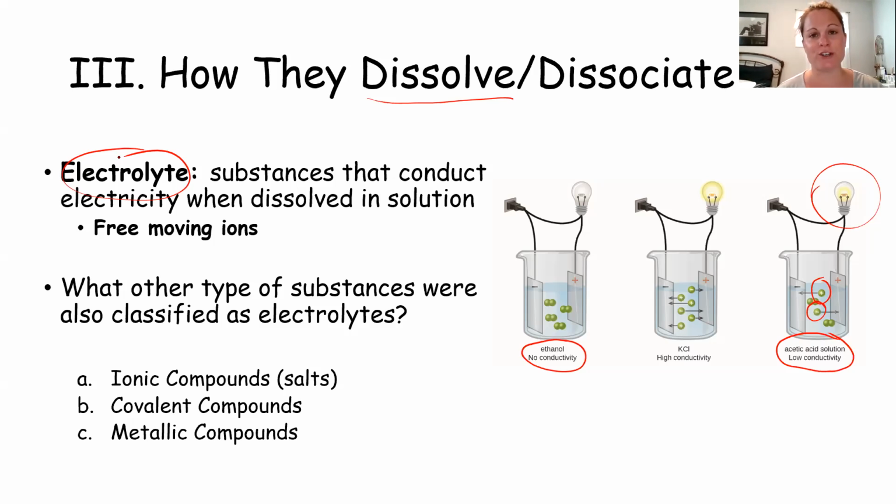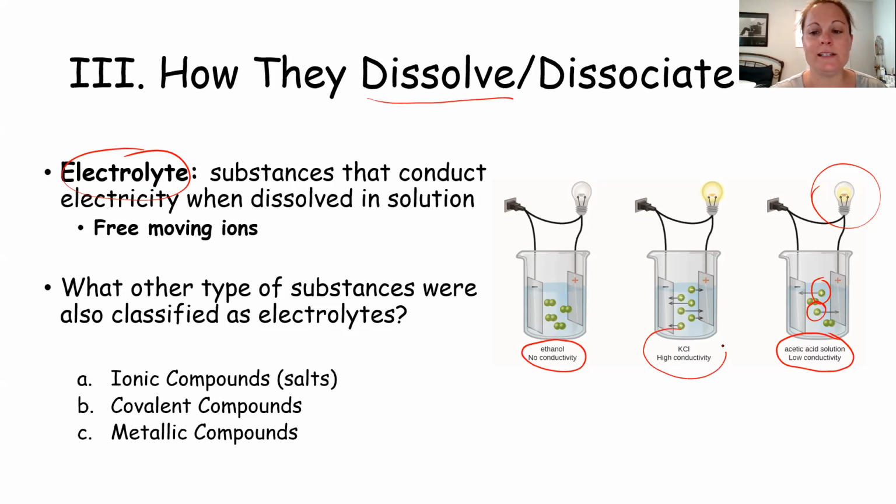Now, quick quiz question from days of yore. What other types of substances other than acids and bases were also classified as electrolytes? A, ionic compounds or salts, B, covalent compounds, or C, metallic compounds? Take a minute. Which of the following conduct electricity when they dissolve in solution?